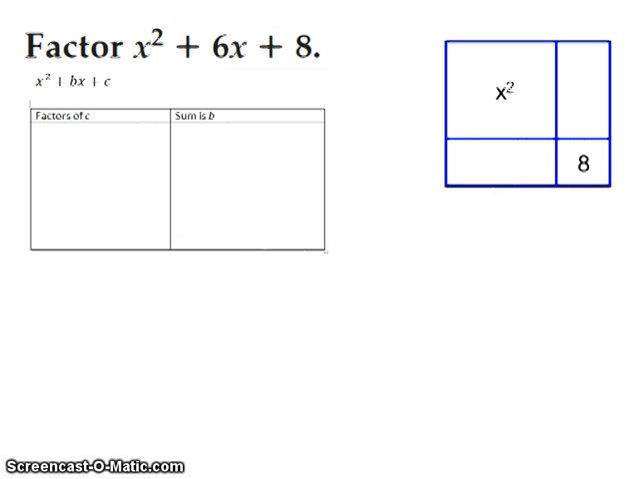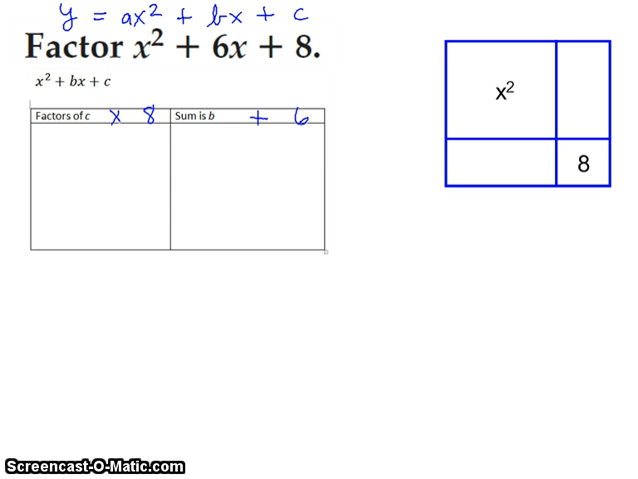So let's try one. We want to factor x squared plus 6x plus 8. So we want factors of c. So 8 is c, if we're looking at the standard form of the quadratic equation. 8 is c and 6 is b. So we want factors of c that give us a sum of b. So two numbers that multiply to give us c that add up to give us b.